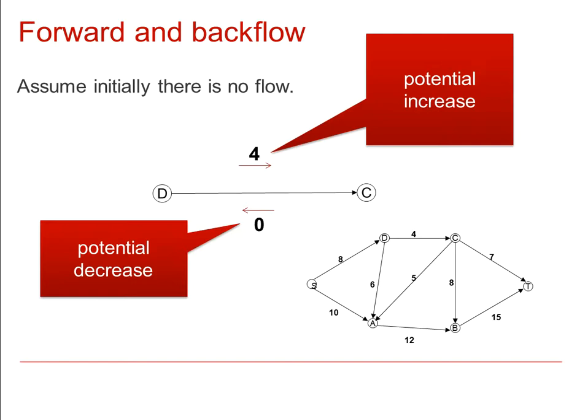If we're starting off with 0, let's just do a couple more examples. So we could see that for S to D, we would have a possible increase of 8 and decreasing by 0. So all of the backward facing arrows, if we call them that, are all going to be 0, and all the forward facing ones are going to be the capacity of those particular arcs to start with.